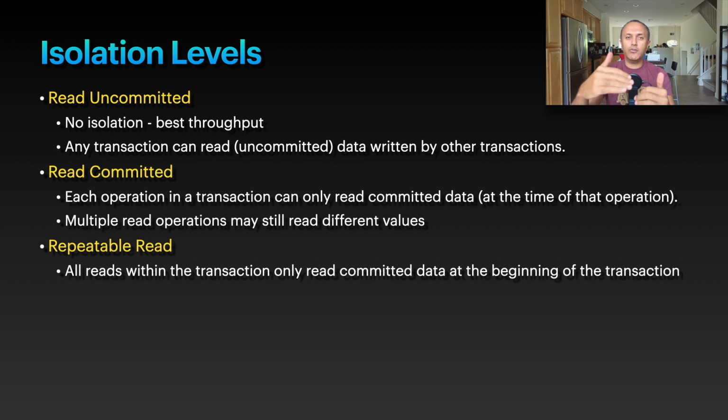So any new commits will not be visible to that transaction. This means that if you read the same value multiple times, you will always get the value that was visible when the transaction started. So you will always get the same value. This handles the non-repeatable read problem.